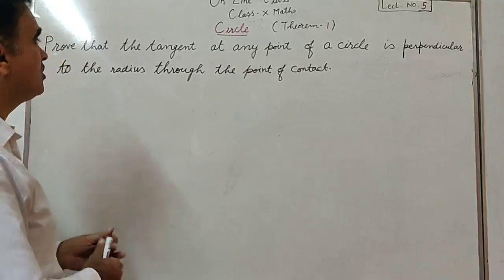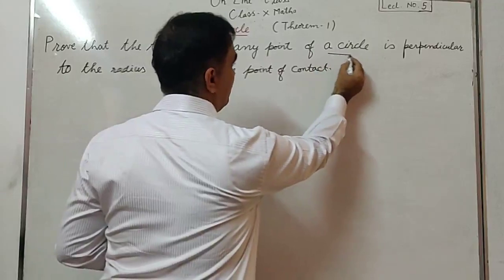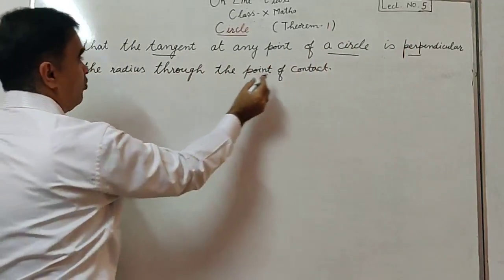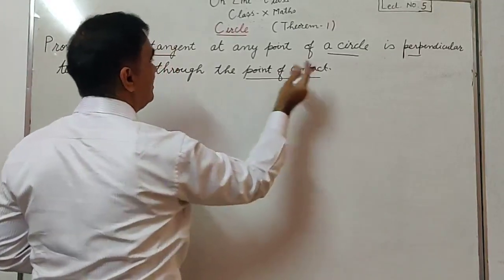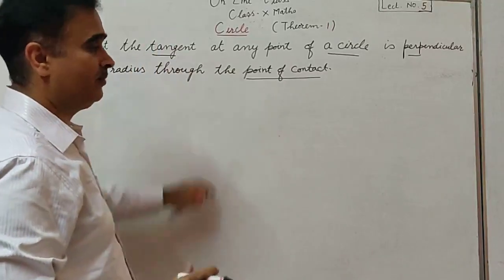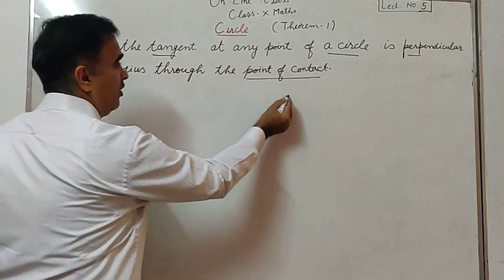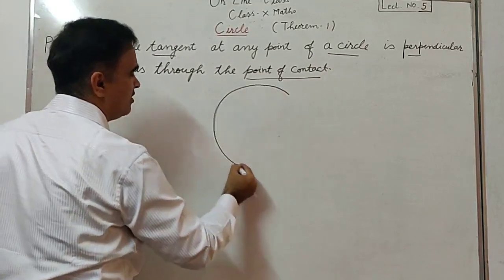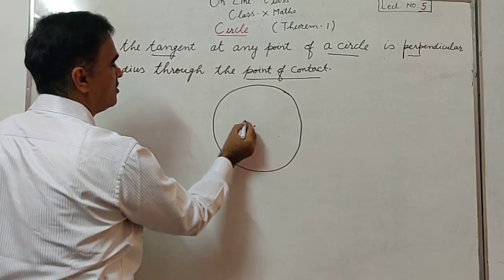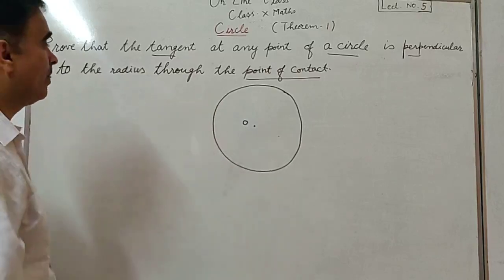You see, we have used two or three terms: tangent to a circle, perpendicular, and point of contact. First of all, we have to try to understand what a tangent line is. If we draw a circle, we require two things: one is the center and the other is some radius.